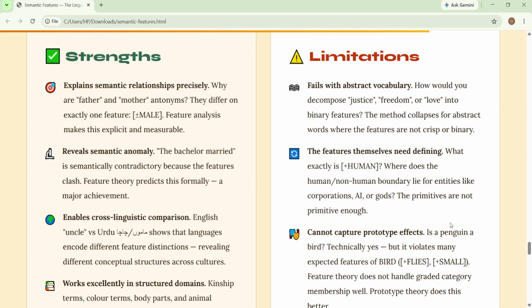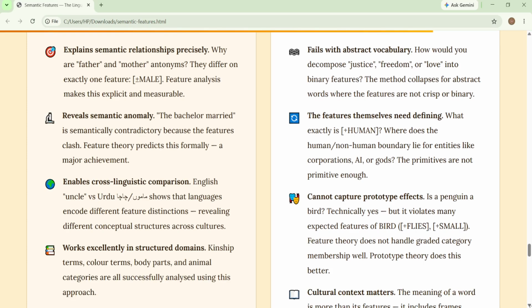Then the other one is that the features themselves need defining. So what exactly is human? Where does the human and non-human boundary lie for entities like corporations, AI, or gods? The primitives are not primitive enough. That's exactly true. It is like the case of some plants that act as both living and non-living. So the boundary lies blurred. This shows the contradiction and limitation.